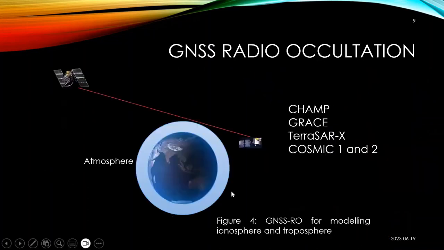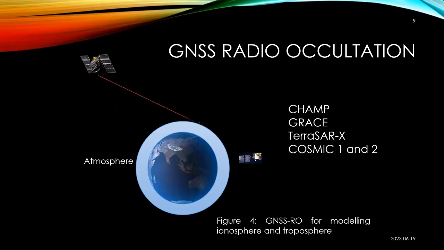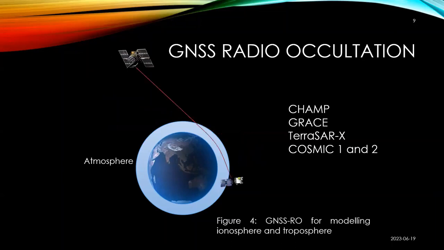Radio occultation is another technique which is used in GNSS. You see that this higher orbiting satellite sends a signal to a lower orbiting satellite, and when they are outside the atmosphere, this is in a straight line. After a while, when the satellite moves, in some position the signal goes through the atmosphere and is refracted. Based on that refraction, we can make profiles of the atmosphere and measure what is happening inside the atmosphere.